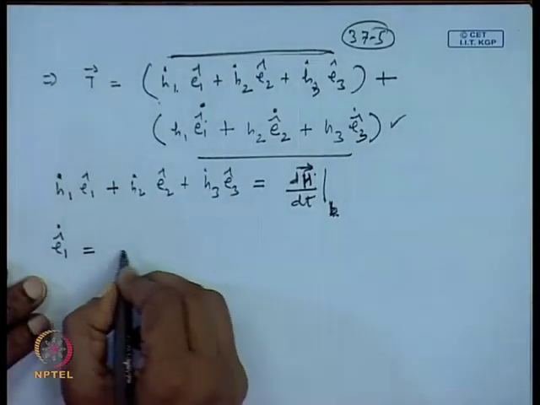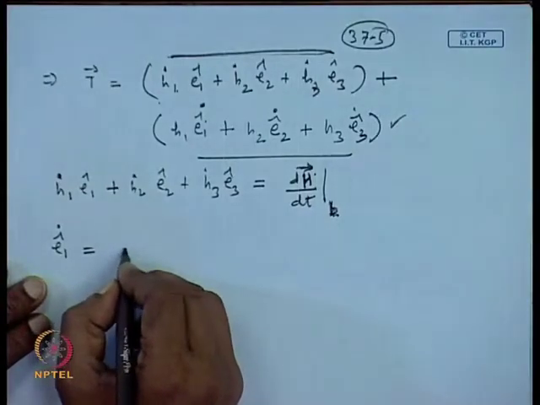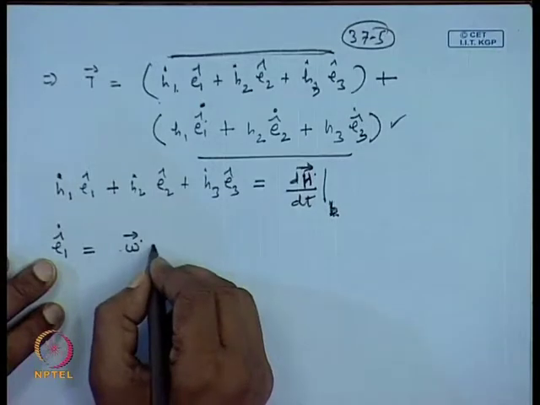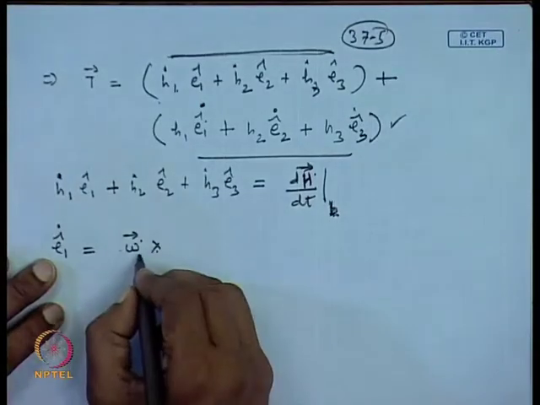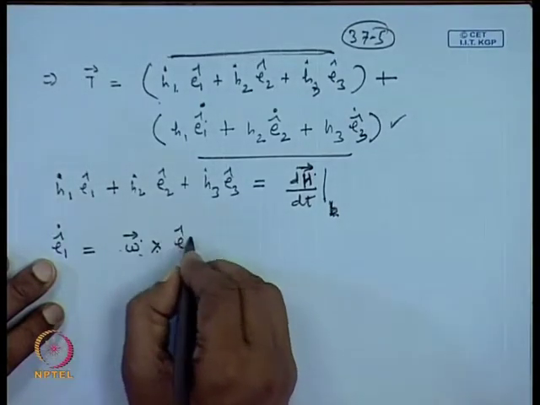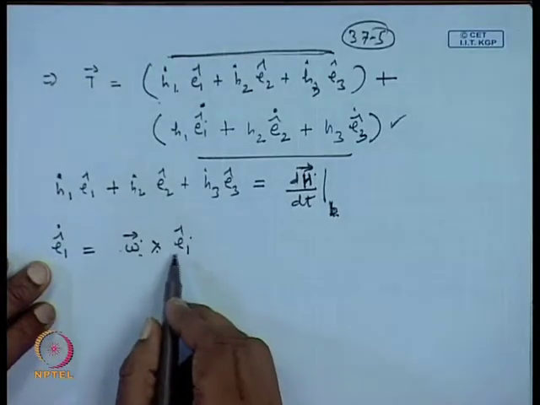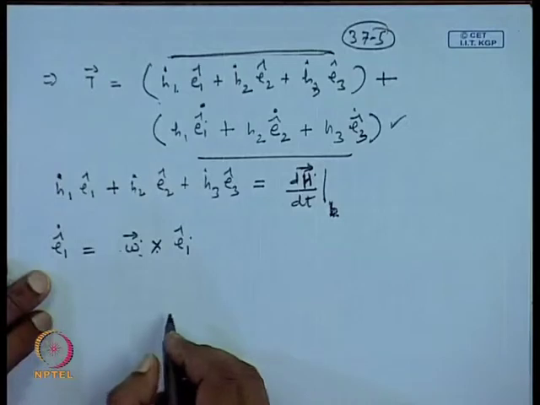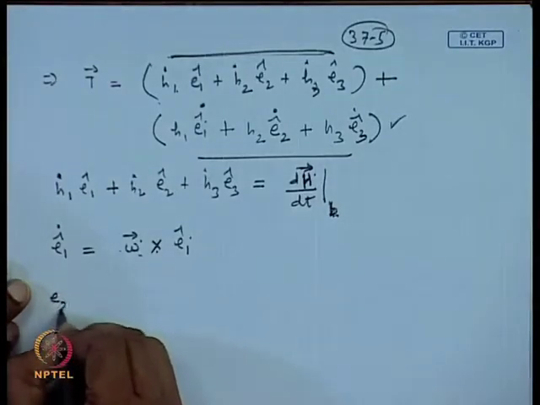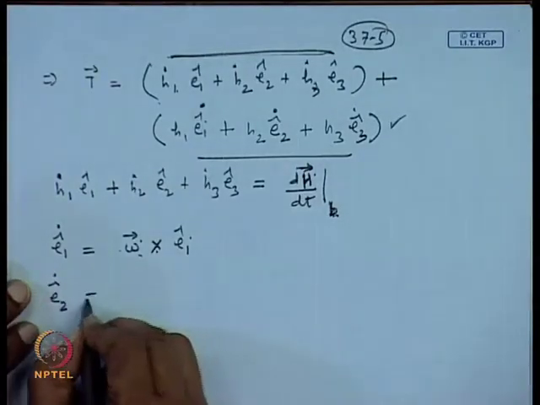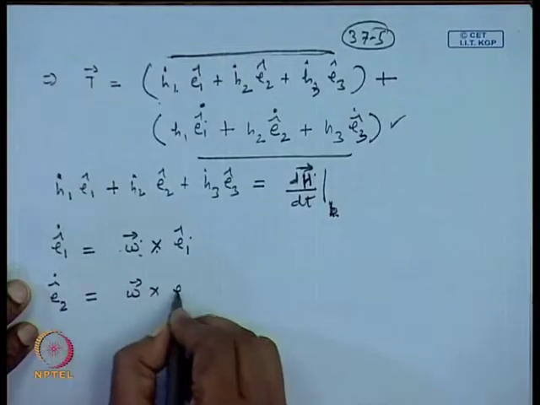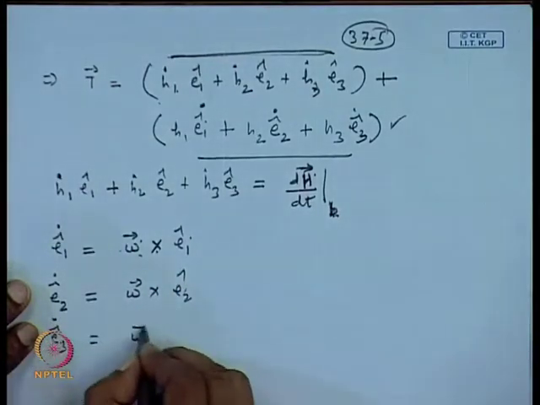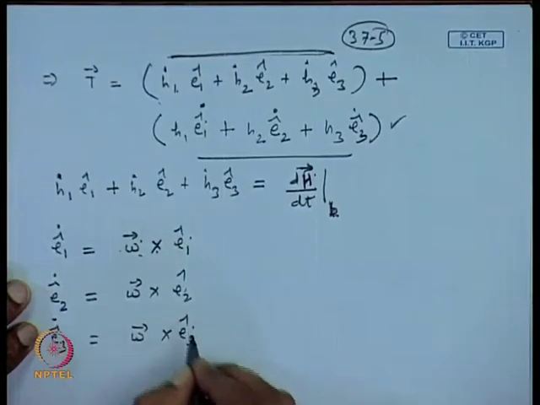So, E1 dot will be nothing but the angular velocity of the rigid body, omega, crossed with E1 cap, and it is very easy to prove. We have earlier proved also these things. E2 cap dot, similarly this can be written as omega cross E2 cap, and E3 cap dot is omega cross E3 cap.